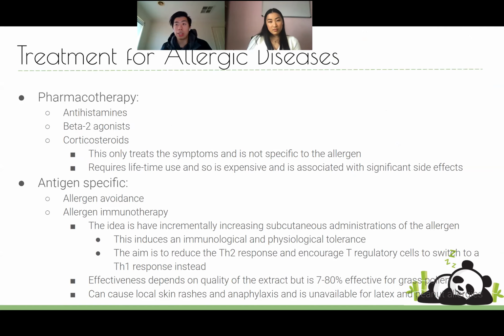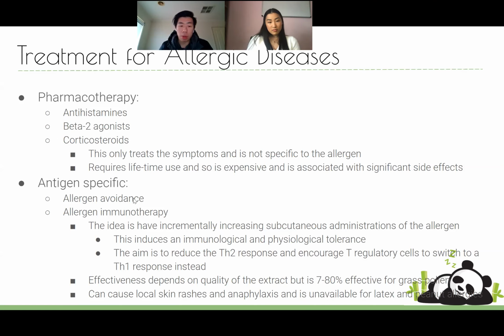Cool. So the treatment for allergic diseases are as follows. So pharmacotherapy: your antihistamines, your beta-2 agonists, and your corticosteroids, basically to counteract that degranulation effect that you just had, as well as dilate your respiratory lumens to make them open up. You can also have corticosteroids, which in general just decrease the inflammation. That's a mass solution.